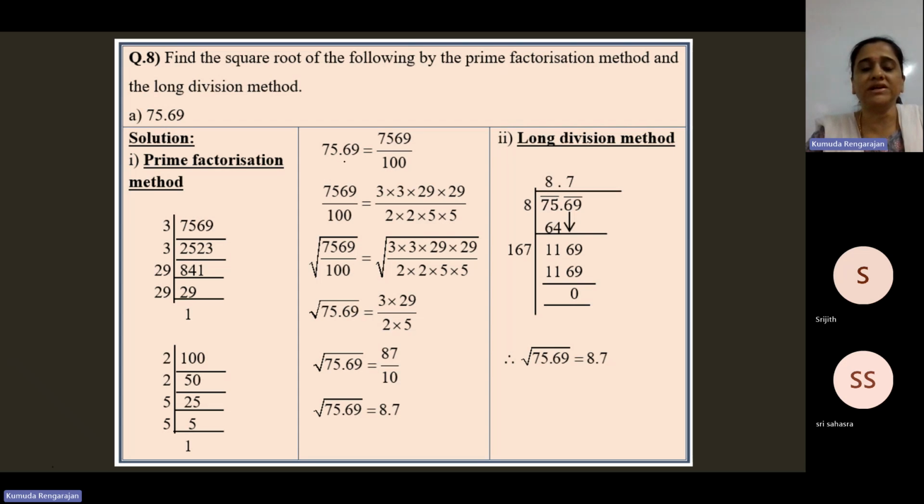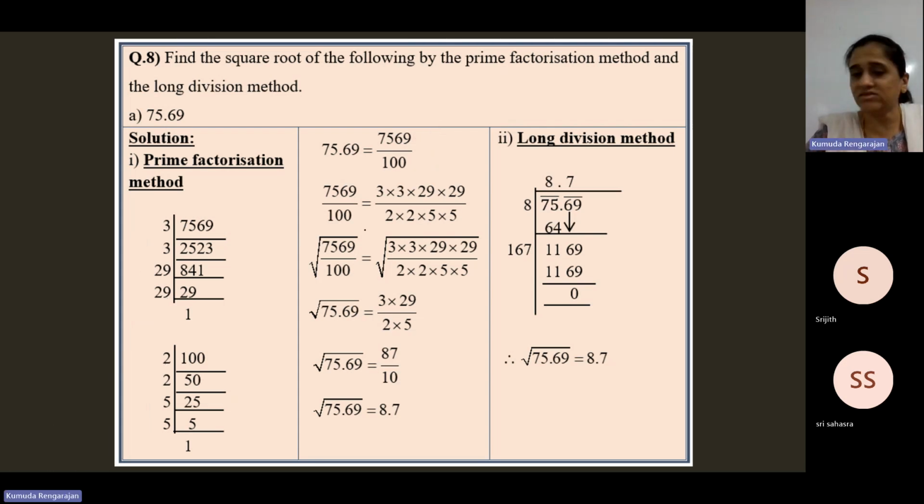So now what is 75.69 as a fraction? 7,569 by 100, correct? Use this method and factorize 7,569. That is, factorize the numerator and factorize the denominator. That's what you see here. Now 7,569 by 100 is equal to 3 into 3 into 29 into 29. And what is 100? It's 2 into 2 into 5 into 5.